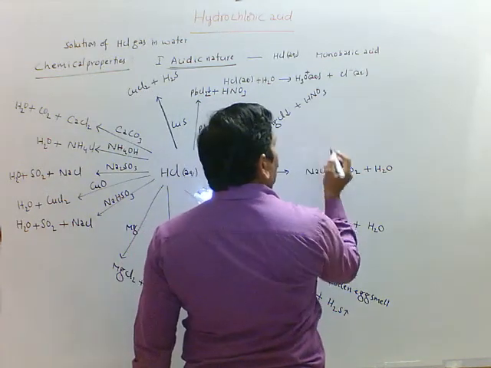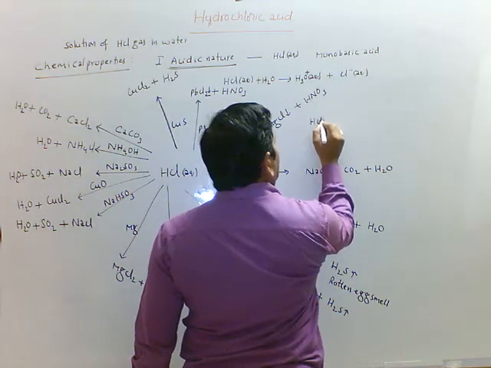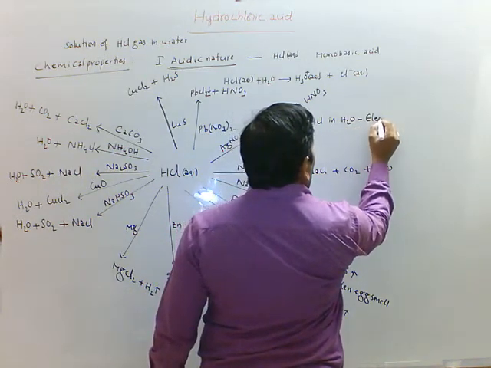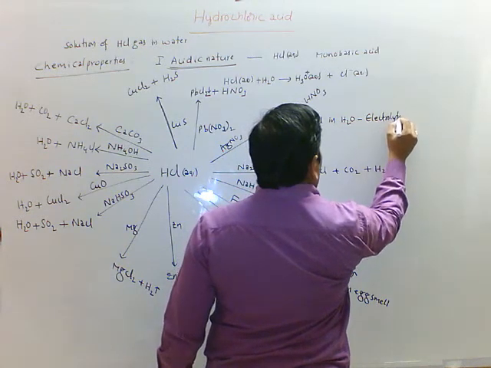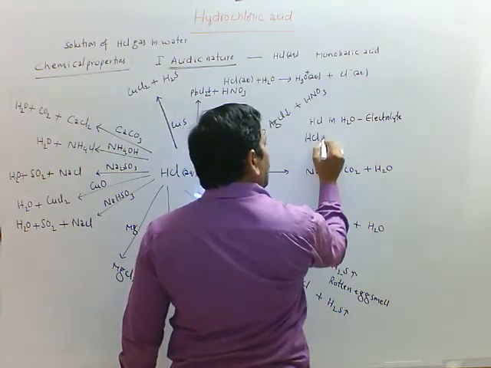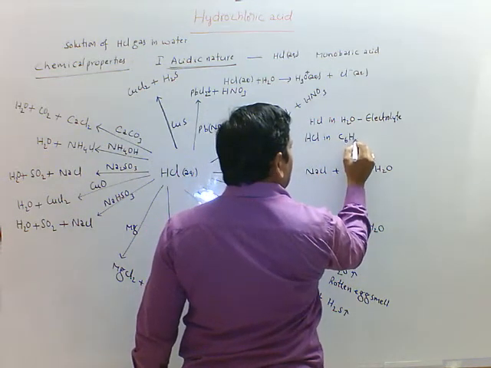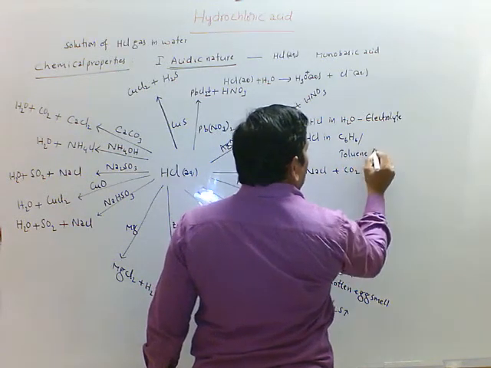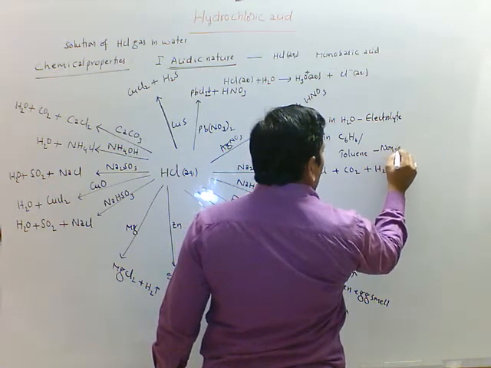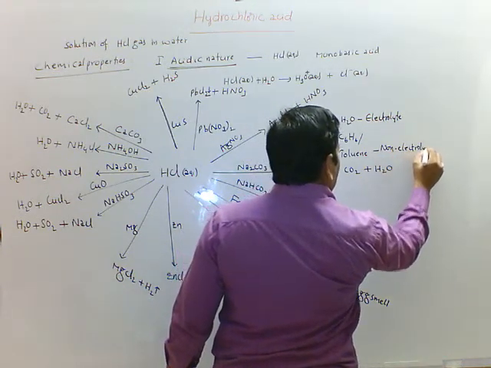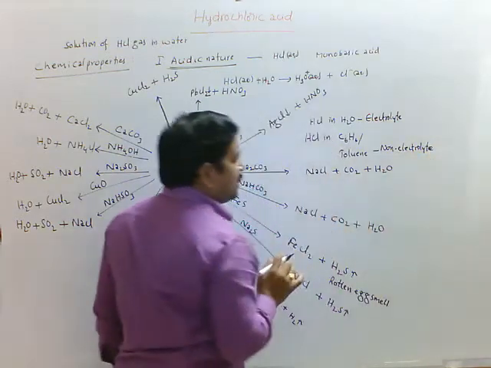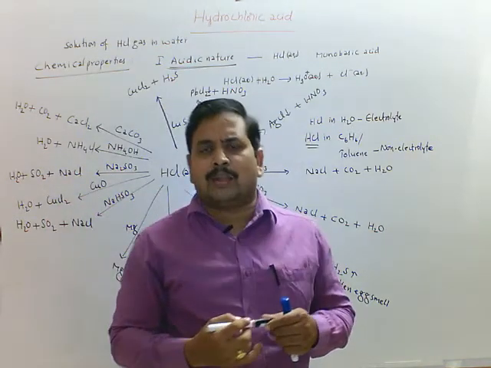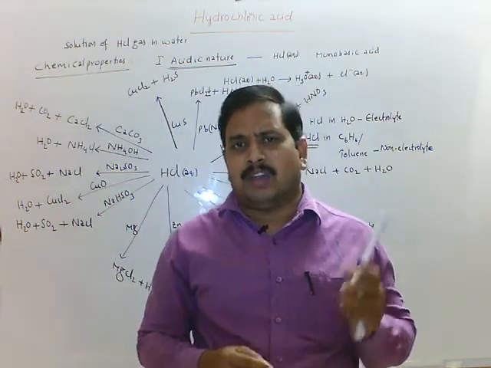So hydrochloric acid, HCl in water acts as electrolyte. HCl in benzene C6H6 or toluene acts as non-electrolyte. In benzene or toluene, it should not undergo dissociation. That means it does not furnish H plus ions in those solvents.